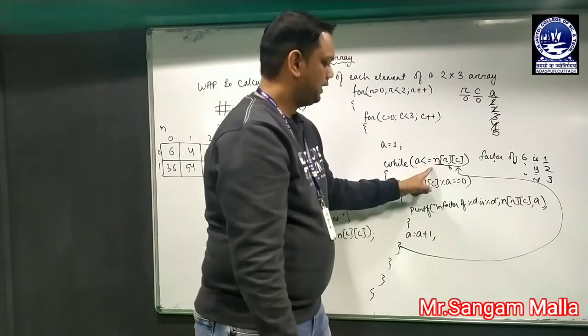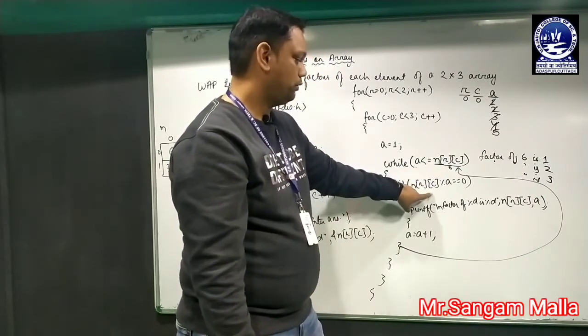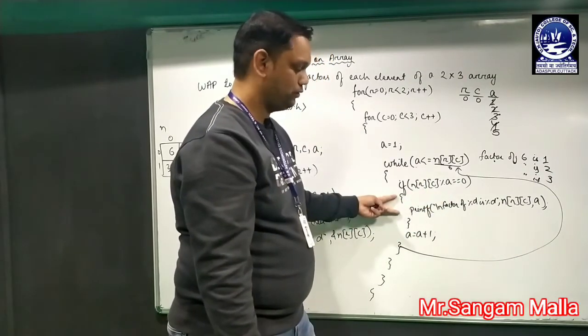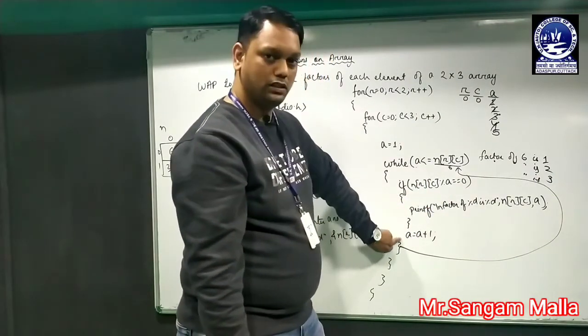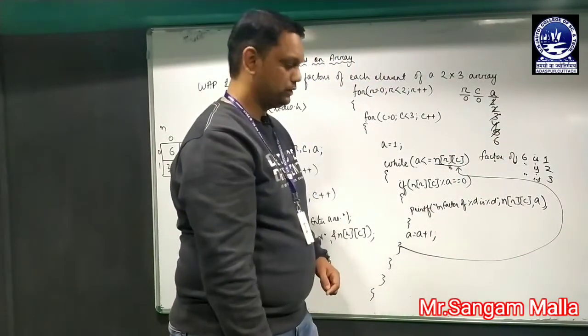So when it will be redirected to this condition, it will check 5 is less than equal to 6. Yes, true. It will come over here. 6 is divisible by 5. No, 6 is not divisible by 5. So it will not come over here. It will come to this increment value. That means a will be incremented by 1 and the value of a becomes 6.